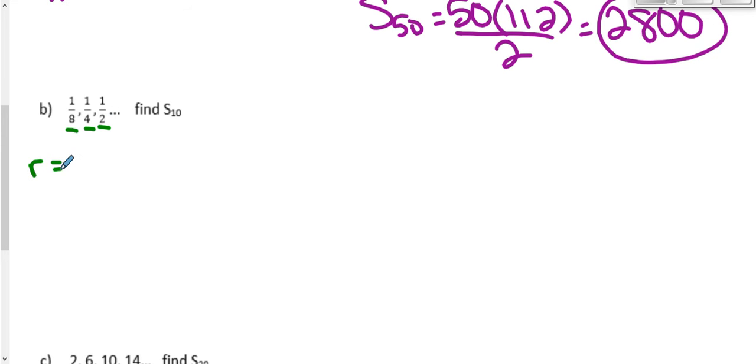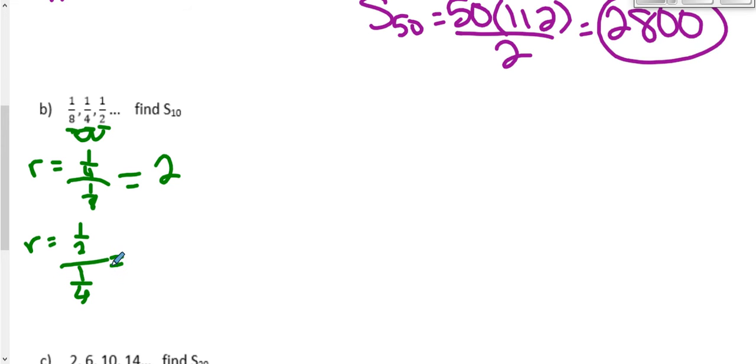Using the technique that we discussed in class, I'm going to take a term and divide it by the one that came before. So I'm going to do 1/4 divided by 1/8. And if we do that in our calculators, we get the number 2. To make sure that it's a pattern, let's go ahead and check the next one, 1/2 divided by 1/4, see if it's the same pattern. If it is, then we have r. And in the calculator, it's the number 2.